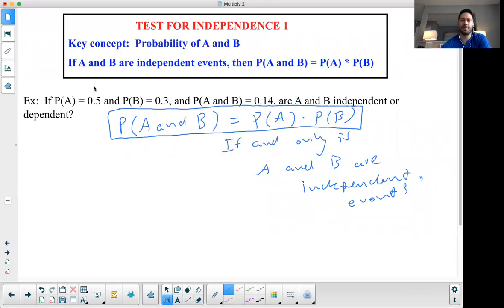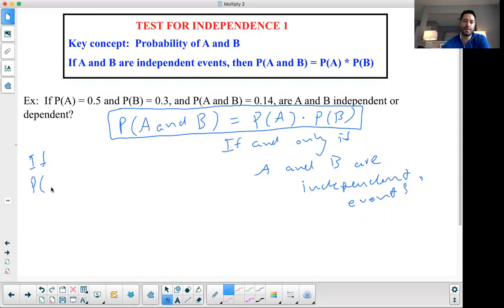So let's take a look at this situation and we'll come back to this equation. If the probability of A is 0.5 or 50%, and the probability of B is 0.3 or 30%, and we know that the probability of A and B is 14% or 0.14, are A and B independent or dependent? We don't even need to know what A and B are. It could be spinning a spinner, flipping a coin, or picking a shirt from your closet with your eyes closed. It could be anything like that. But all we know are the probabilities, and we're going to be able to tell whether or not these two things are independent.